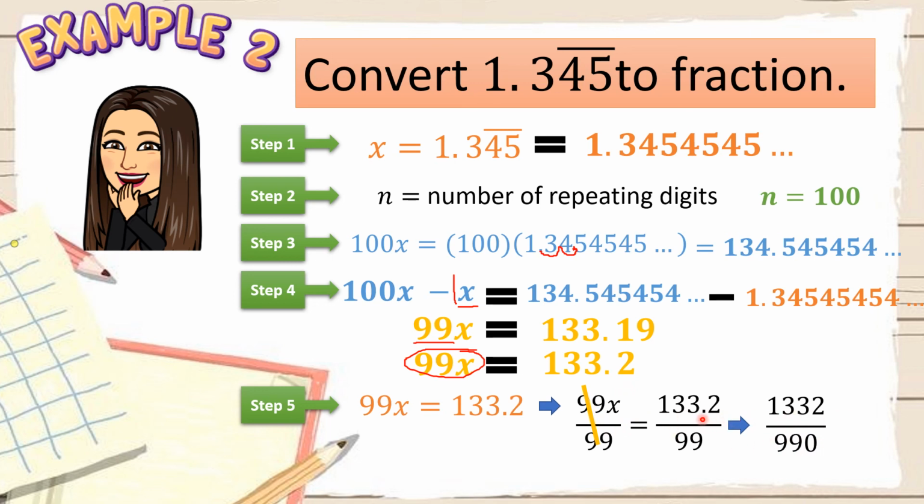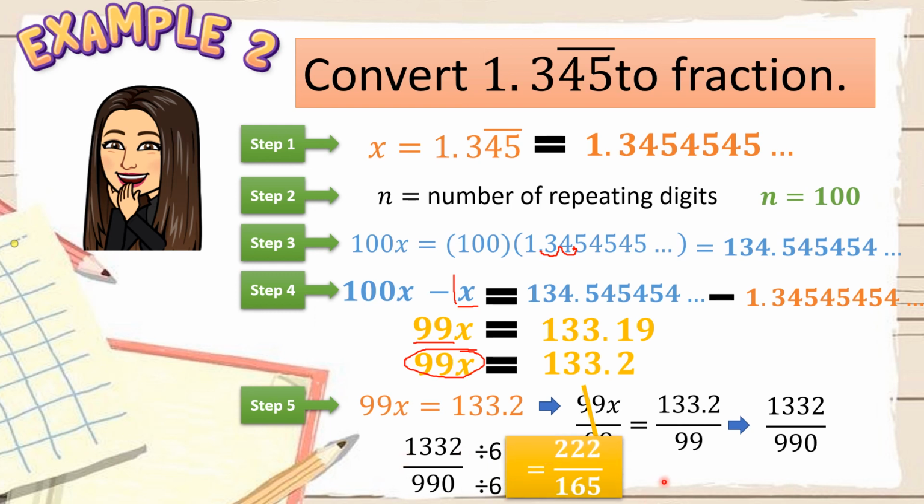So therefore, we have here 1,332 over 990. Okay, bakit po naging ganito yung sagot? Okay, as you can see, our numerator here, meron pa po siyang decimal point. So that's why we have to multiply our numerator and our denominator by 10. That's why we've obtained this answer on the right side. Okay, so if we are going to simplify, getting their greatest common factor, which is 6, we have to divide our numerator and our denominator by 6.